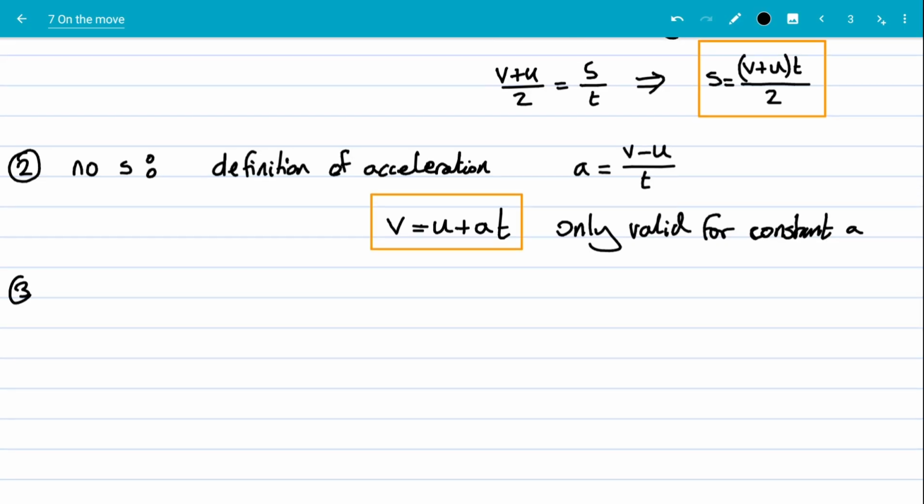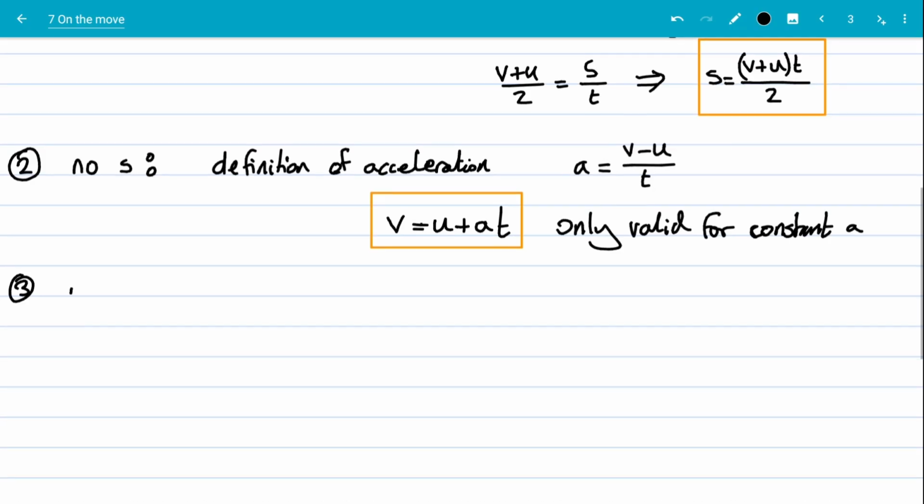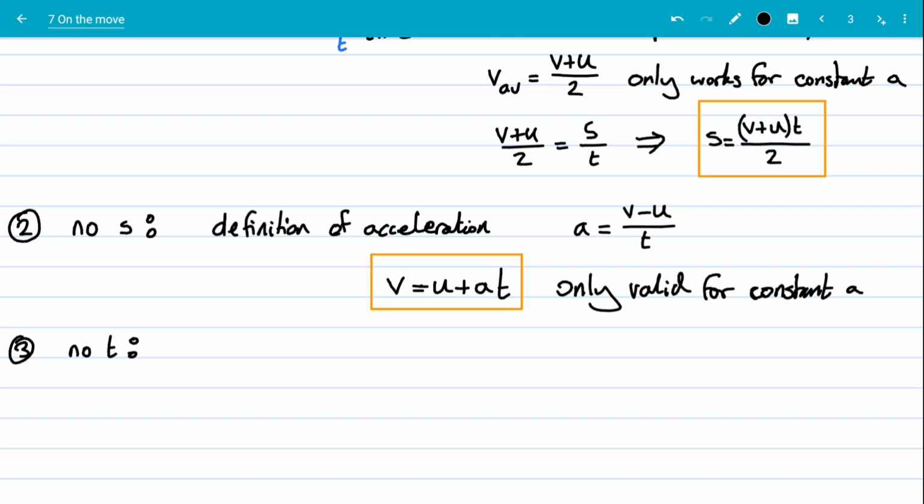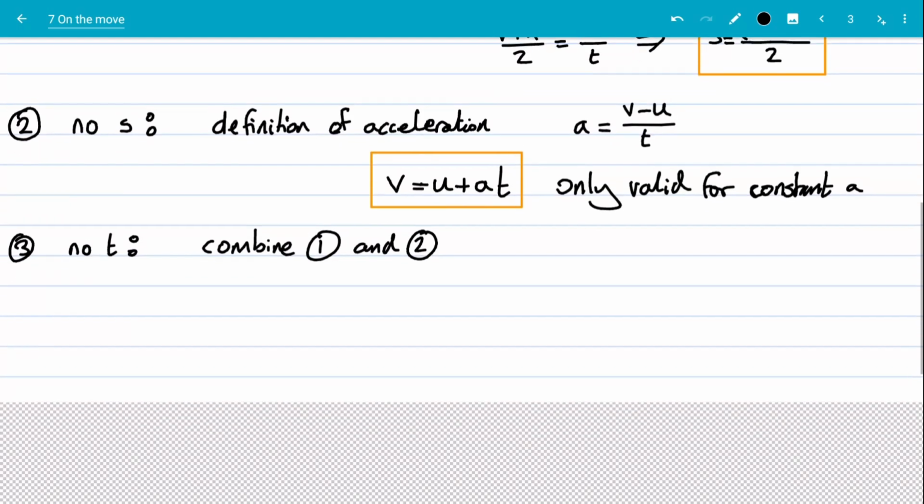So the third equation is going to be the equation that we met at GCSE level. This is the no-T equation. And if you had a decent teacher, they will have derived this for you, or with you, or got you to derive it even. Sometimes this is listed as the fourth equation, but I'm going to put it as the third equation because you've already met it before. And what do we do? Well, we want no T. We can take equation 1 and equation 2 and combine them. And actually, we're going to combine equation 1 and equation 2 for the next 3 equations.